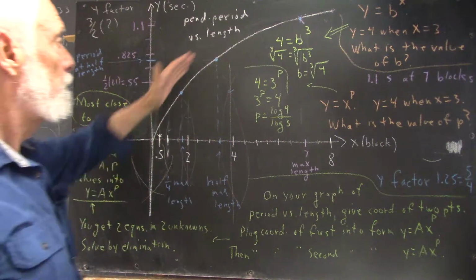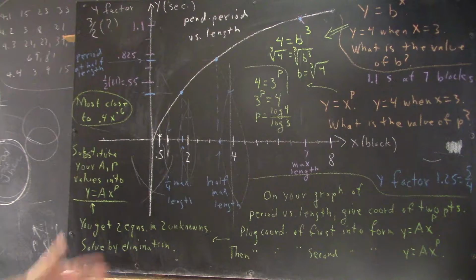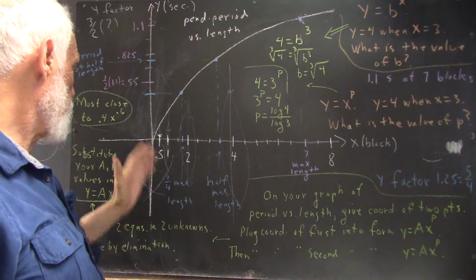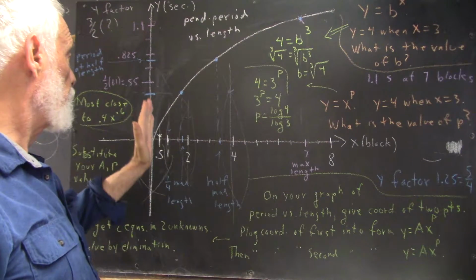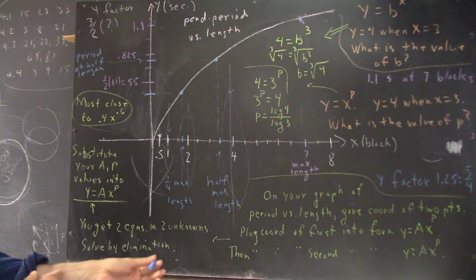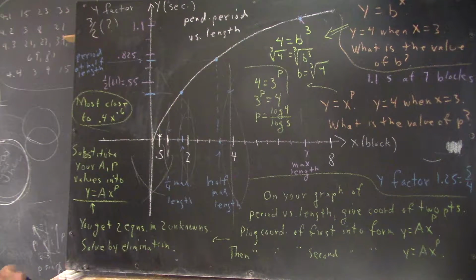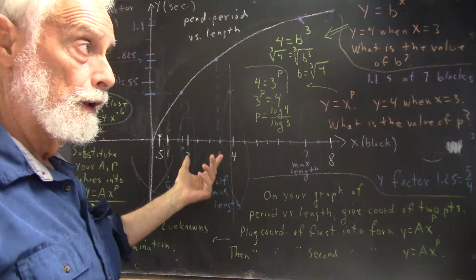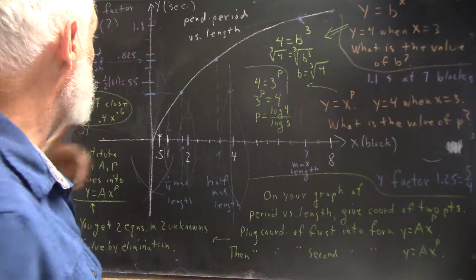Then we sketched a smooth curve. It's not a perfect smooth curve. Among other things, as we'll probably discover later, the curve really starts tangent to the y-axis and then curves. From this graph, we could then predict what the period would be for any length with reasonable certainty.